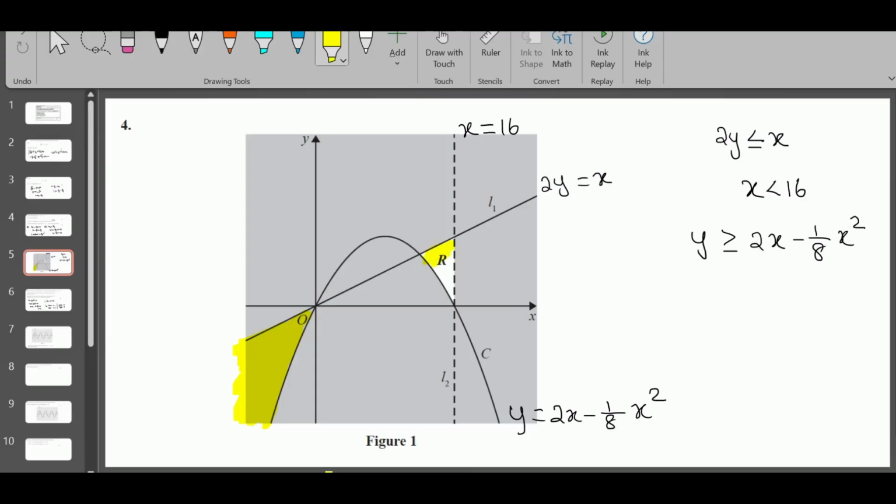But there are two regions. We are particularly talking about this region. So instead of just x less than 16, you can put it as 0 to 16. X has to be positive. That means from here to here. So we don't consider this region. Okay, that's a proper inequality actually.